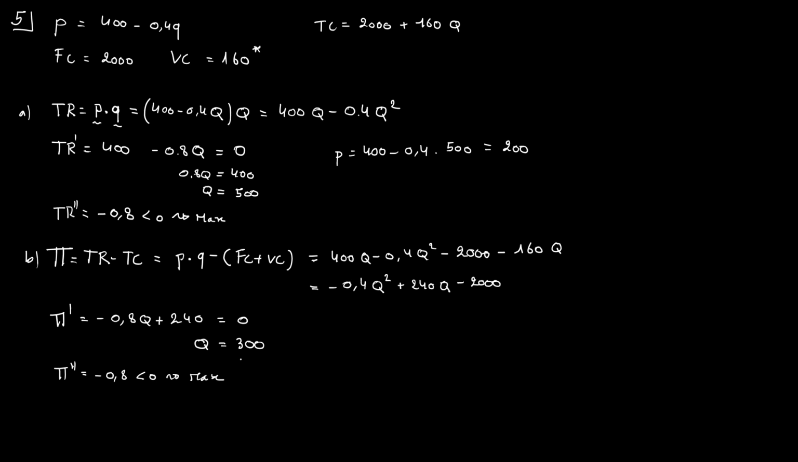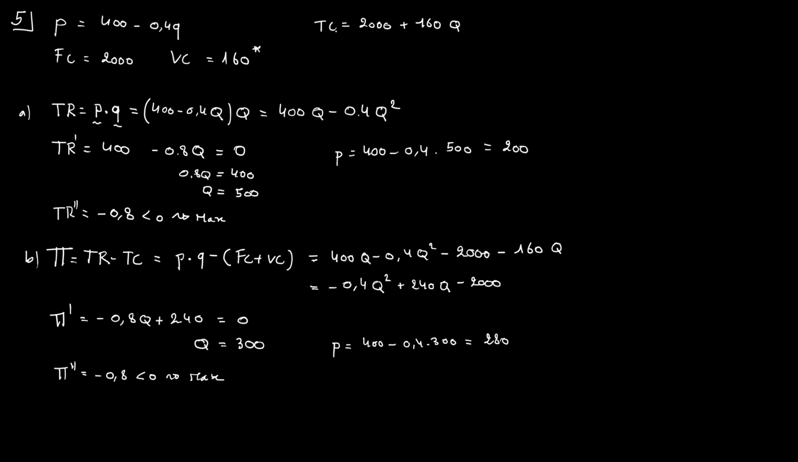Okay, now that we know that, we're still interested in what our price needs to be. Well, we fill that in: 400 minus 0.4 times 300, or in other words, it tells us that our price is 280. Okay, now let's go to C.